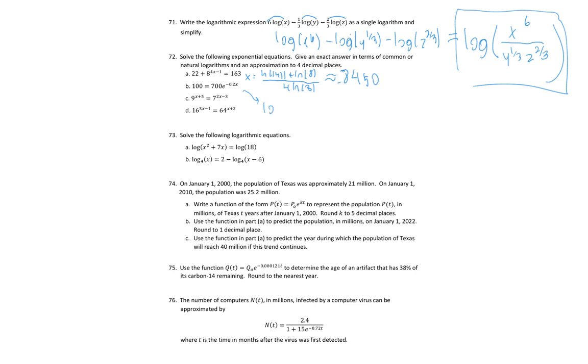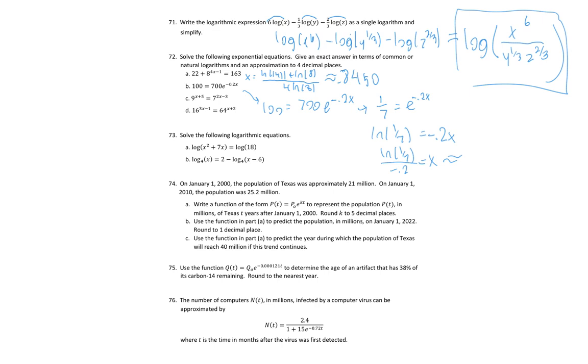Going on to this one, I'll say 100 equals 700 e to the minus 0.2x. I'll divide each side by 700 to get the e term by itself. So 100 divided by 700 can just become 1 over 7, equals e to the negative 0.2x. Let's take natural log of both sides. Natural log and e cancel, so we just get left with our exponent. And I can divide by that, so ln of 1/7 divided by negative 0.2 equals x, which is going to be approximately ln of 1 over 7 divided by negative 0.2.